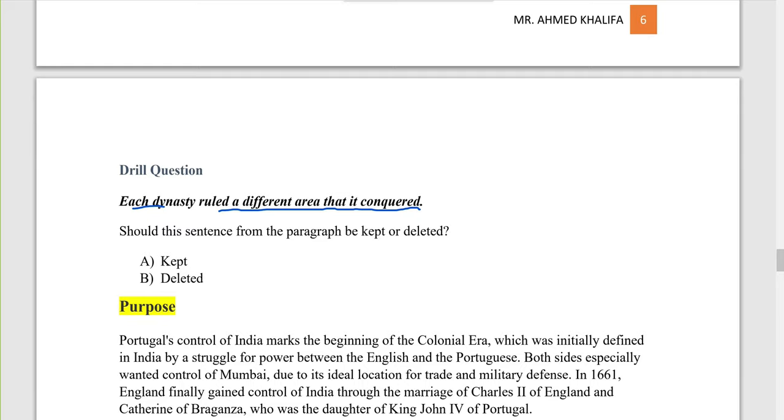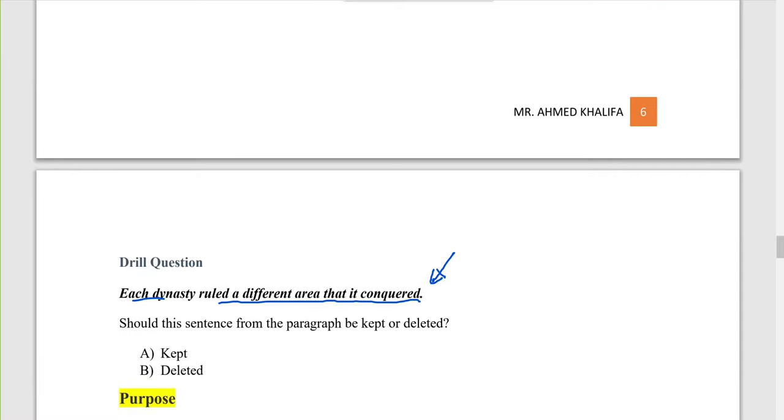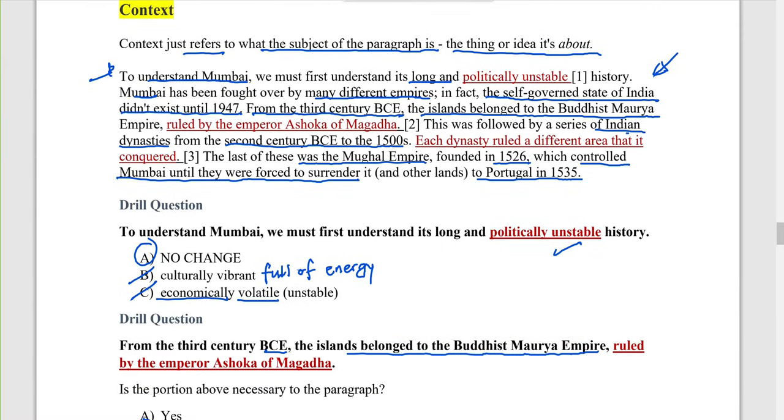This sentence is way too vague, too unclear, especially to go in the middle of a list of specific rulers. We talked about the rulers here, and we talked about who colonized Mumbai or the subcontinent India. When I write a sentence like "each dynasty ruled a different area that it conquered," for me it is unneeded detail. Think about it. You can take a screenshot of the paragraph now and say, I don't need it. Read from the beginning of the paragraph. You will find this one is not important. Here I'm listing the emperors and the empires that colonized Mumbai. I don't need this detail. It's a little bit unclear. So I'm going to go for this one without this. I'm going to cross this while I'm reading.